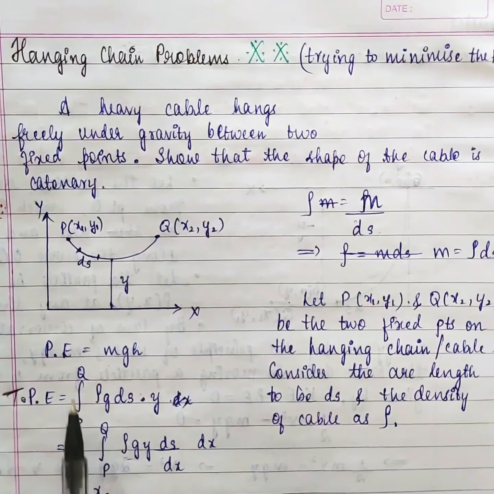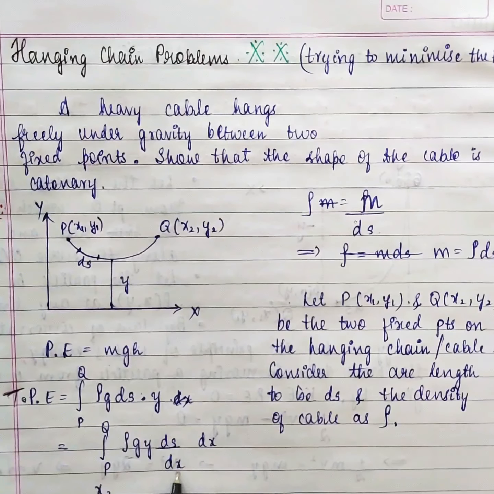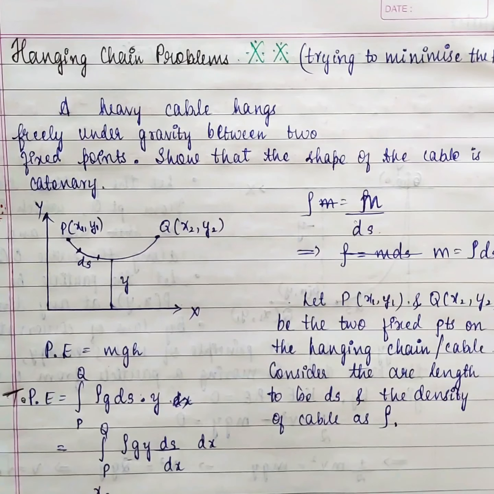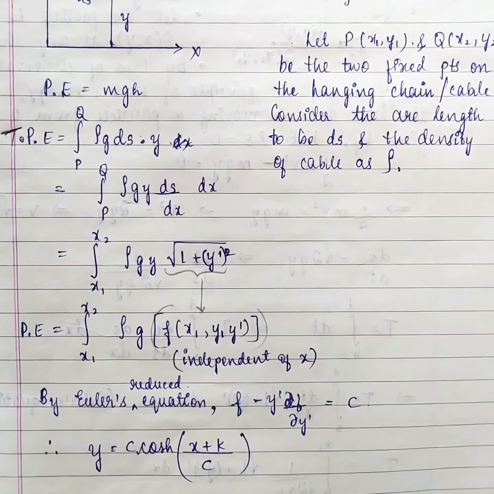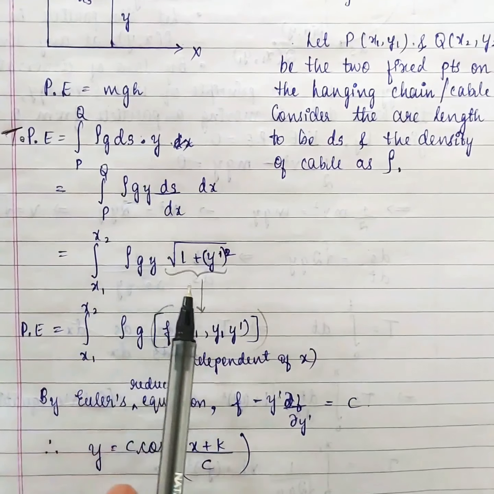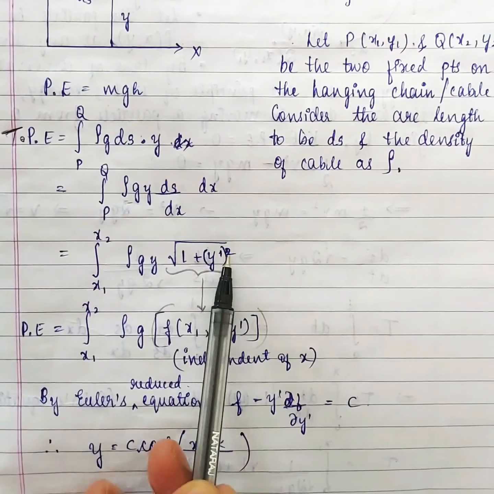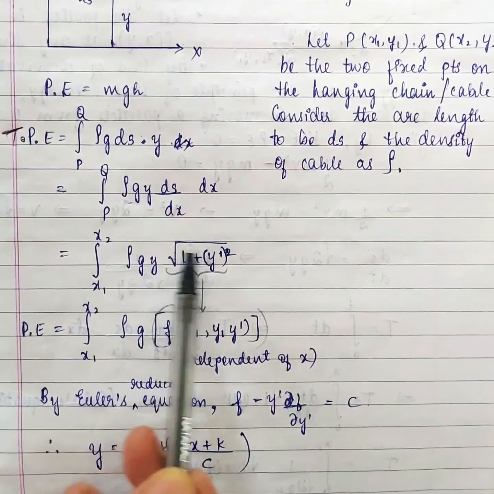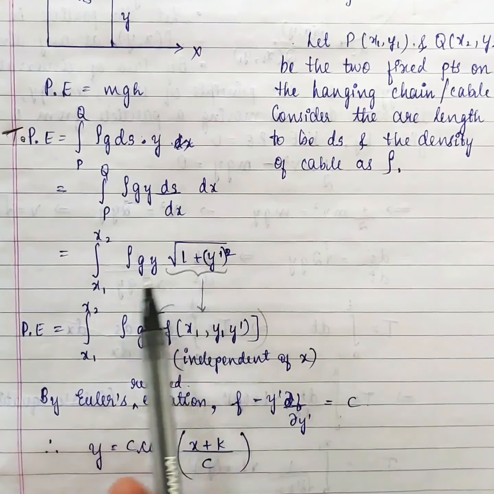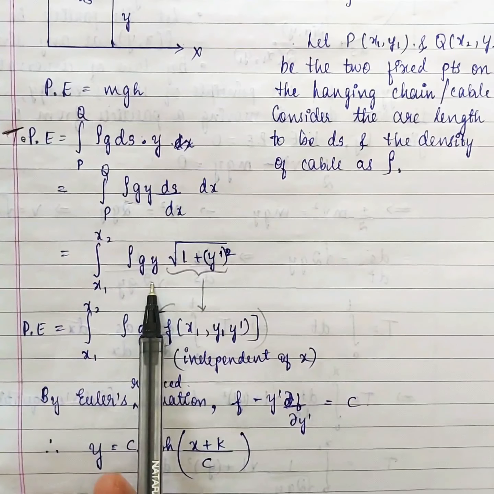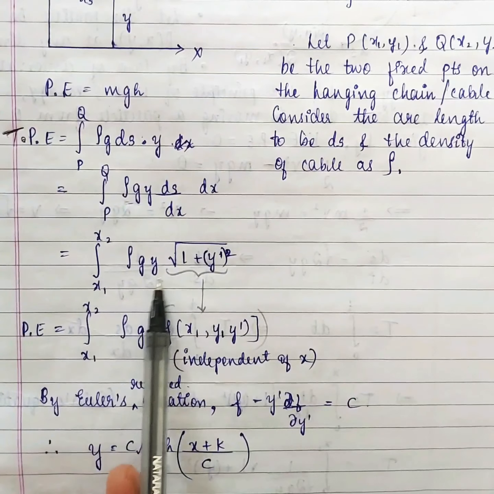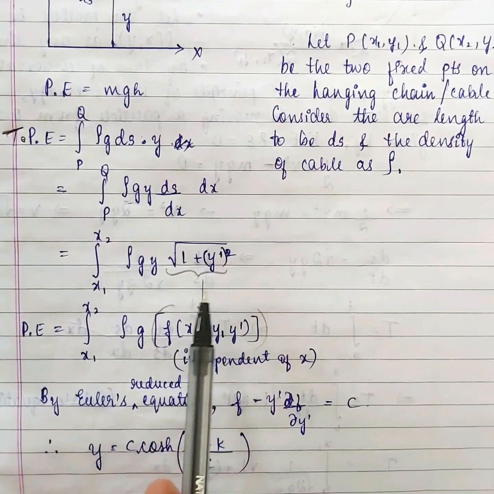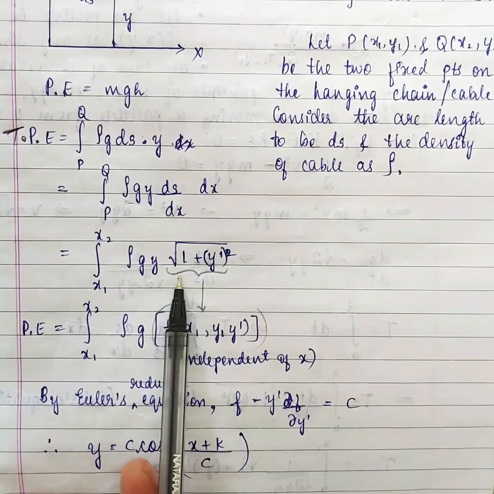Again after this step it is the same. ds, I am writing as ds by dx into dx, and this ds by dx is nothing but the arc length formula, root of 1 plus y dash square. Remember, in the previous problem also, we replaced ds by dx with root of 1 plus y dash square. Already we have y here, so y into root of 1 plus y dash square. Here rho and G are just constants, so I can throw them outside. So what is the function inside? y into root of 1 plus y dash square. For this function only I am going to find the extremum.